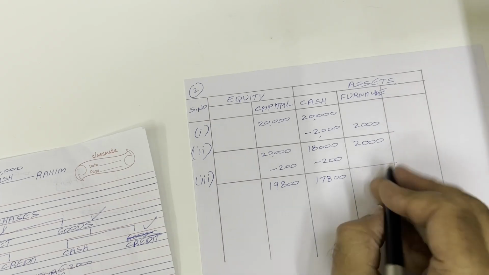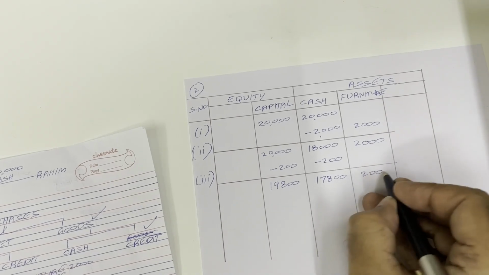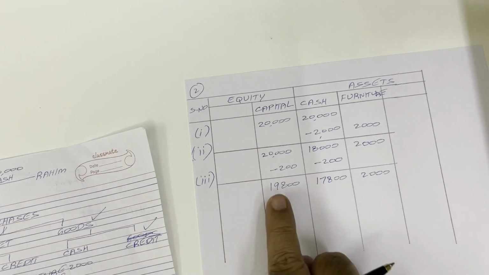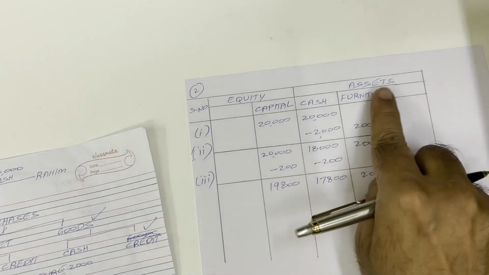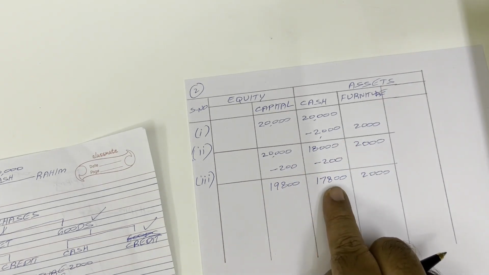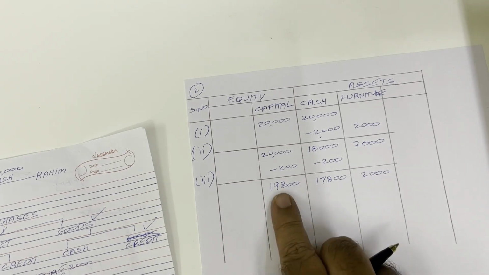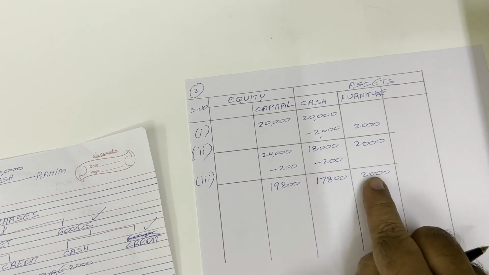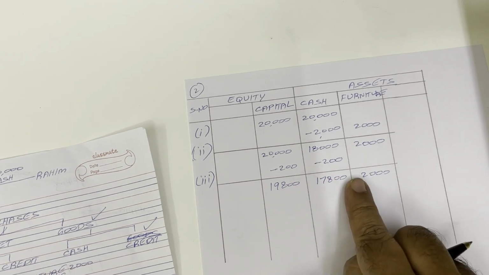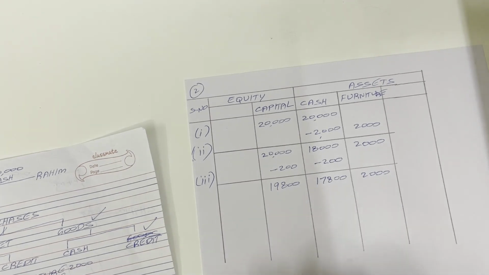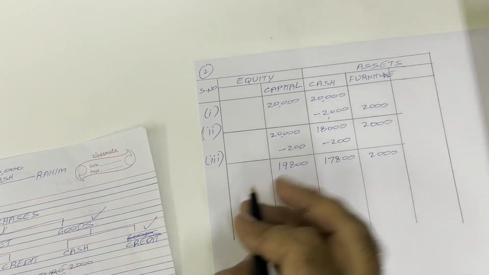No change in furniture, no? Furniture value 2,000 rupees. So equity side 19,800. Asset side, cash 17,800 plus furniture 2,000, total 19,800. So equity and asset are the same, 19,800, 19,800. So the accounting equation is satisfied. Next, come to the fourth point.